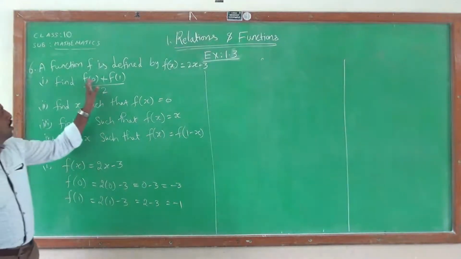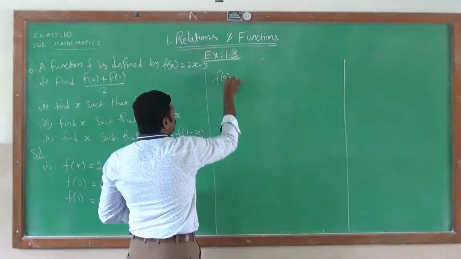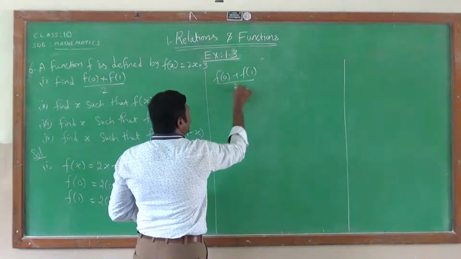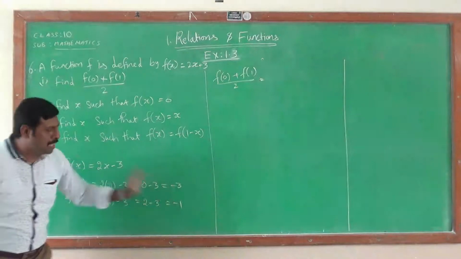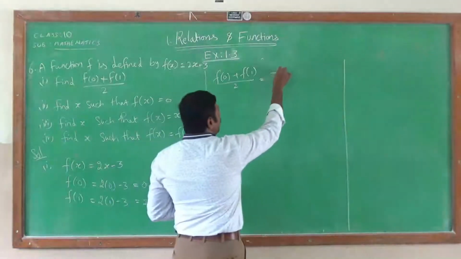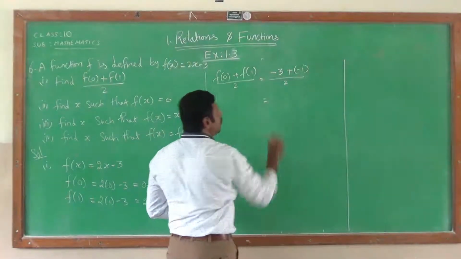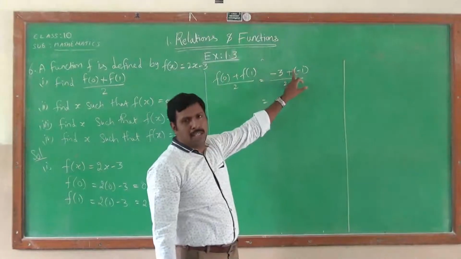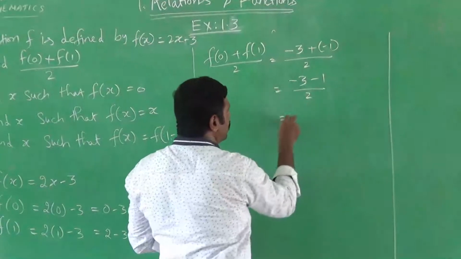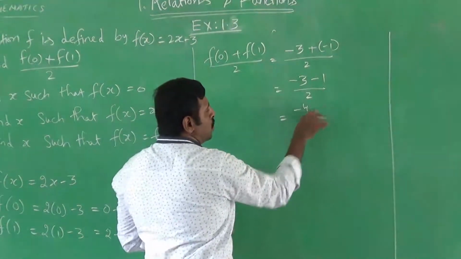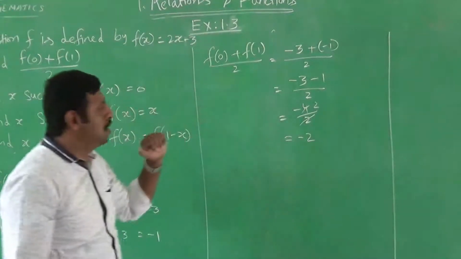Right? Next we want to find out f of 0 plus f of 1 divided by 2. F of 0 plus f of 1 divided by 2 is equal to, now we have found that the f of 0 and f of 1 values are minus 3 and minus 1. Here we have minus 3, we have plus of minus 1 divided by 2. If you remove the bracket here, you have to multiply the symbols, right? Next, minus 3 plus into minus 1 divided by 2 is equal to minus 3 minus 1 is equal to minus 4 divided by 2. Divide this, 2 ones are 2, 2 twos are 4. So the value is minus 2.